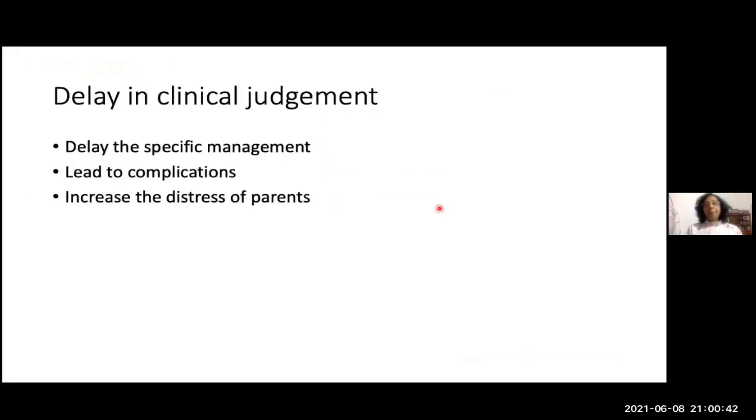Okay, right. So if you are not conversant, if you are not confident with your clinical signs and symptoms, it will delay the specific management of your patient and increase the morbidity and mortality. And also it will lead to complication development, and adding to all that, the distress of the parents also worsens, right?